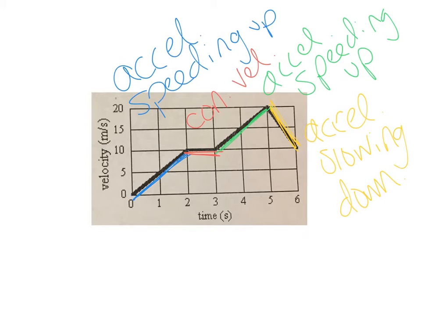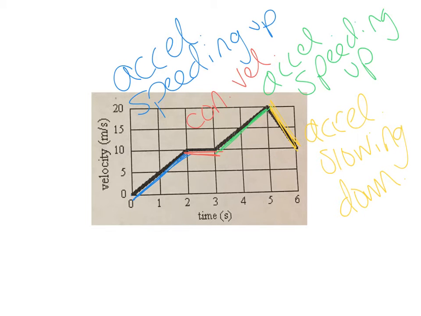So your questions for number 3 on the back, it says in what segments does the object have a constant velocity? So the only section that has a constant velocity is going to be from 2 to 3 seconds. That is going to be the only one with a constant velocity.